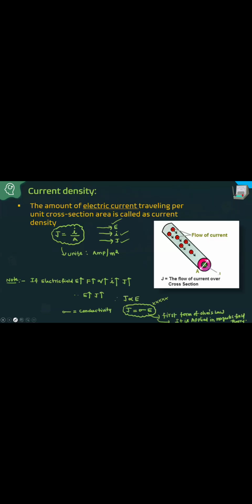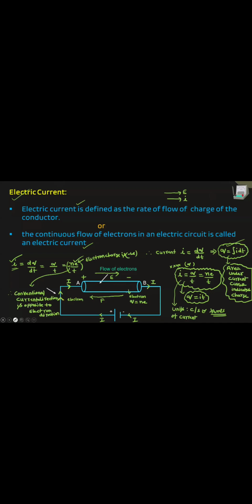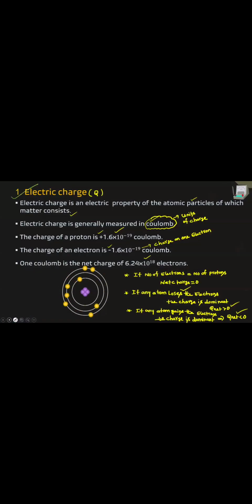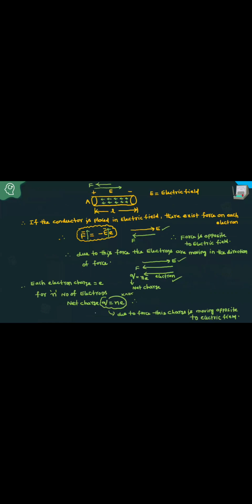The total charge in the volume of the conductor is Ne into 1. I told already, friends, Q equal to Ne. This Q equal to Ne is the charge per unit volume of the conductor.